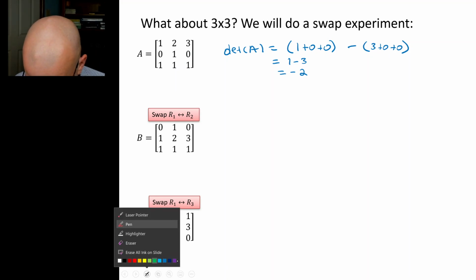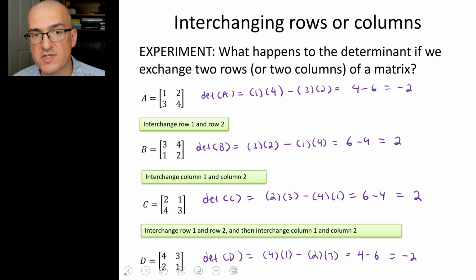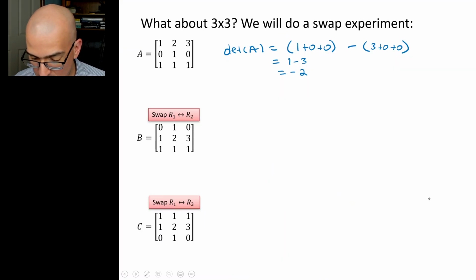Okay, now the determinant of B. When we swap two rows, what we expect, based on this experiment, is that the determinant gets multiplied by minus 1. It changes the sign of the determinant. So I would expect to get positive 2 from this determinant.